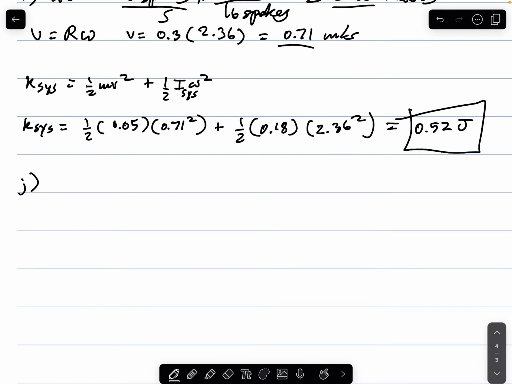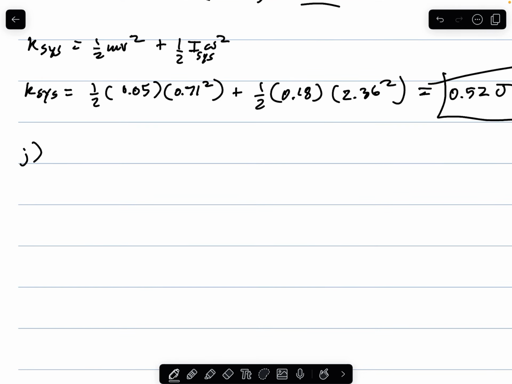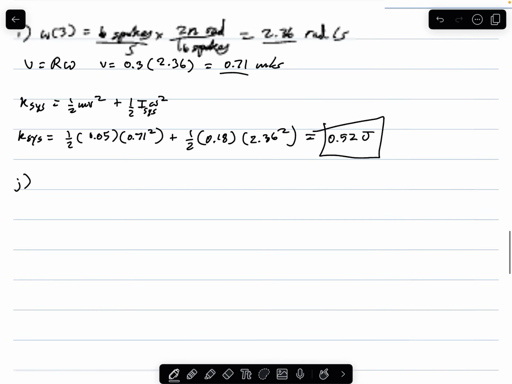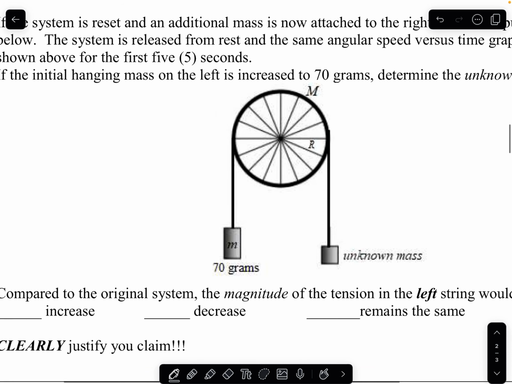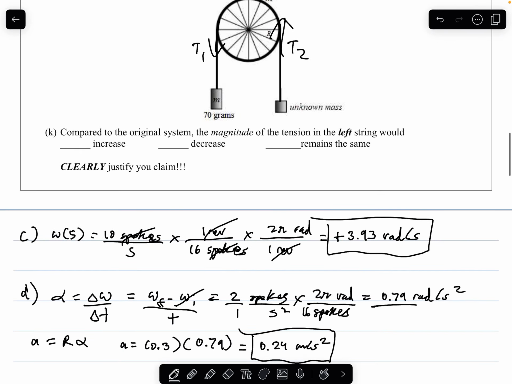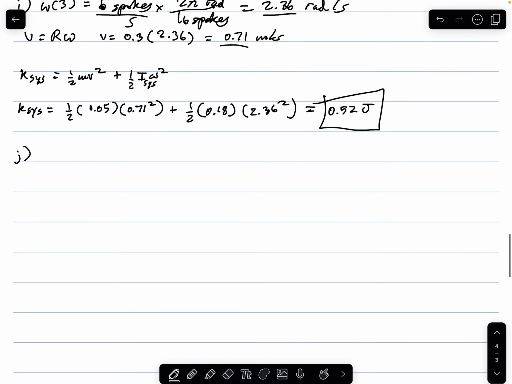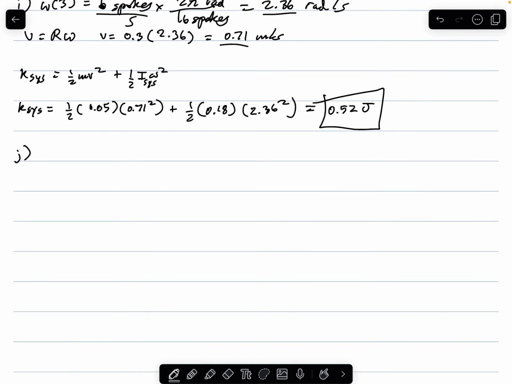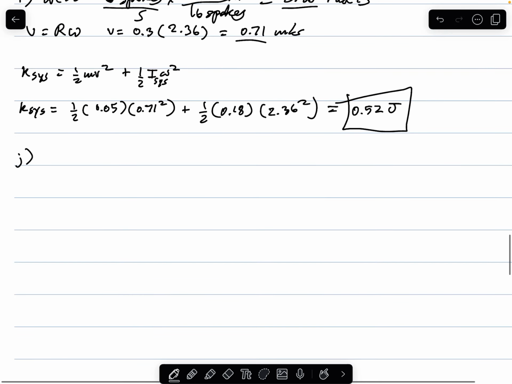For part J, I'm going to use the net torque. I'm going to set net torque equal to each other again. But for part J, there's going to be tension 1 and tension 2. And this one is going that way, this one is going this way. So I need to do tension 1 times radius, subtract tension 2 times the radius, because that's the net torque for this new system. So tension 1 times radius minus tension 2 times radius equals to the moment.